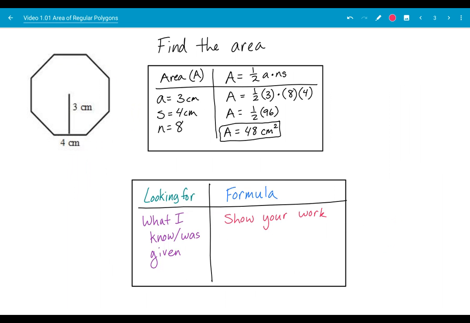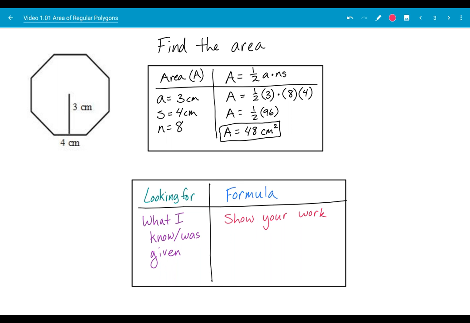Now I've tried to format this to look similar to how Mr. Nelson showed you to do formulas in science. If you like this format, it helps me to understand what you were looking for and how you showed your work. Here in the upper left corner is what we're looking for. We're asked to find the area.